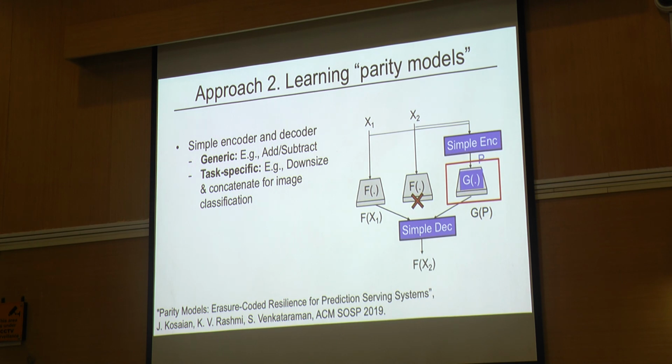This was at ACM SOSP last year. Basically, we call it a parity model. You had original models, and now we have parity models, just like we had data and parity. Here it's like a parity computation. So it's a new model, but it's a parity model. And we have different types, which are generic or task specific. I'll not have the time to go into that.